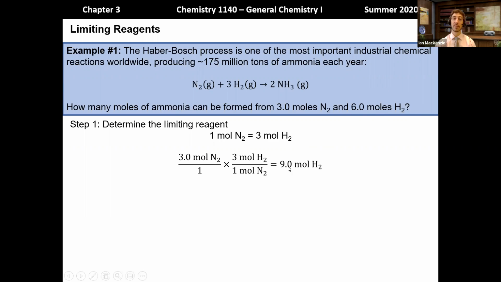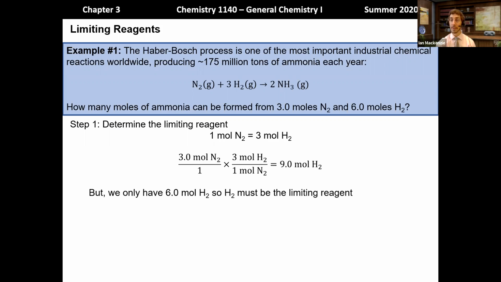If this value is less than what I actually have, then it must mean that hydrogen is an excess reagent because I have more than what I actually need. And thus it's not the limiting reagent. Nitrogen must be the limiting reagent in that case. Now in this present case, the amount that I need is more than the amount that I actually have. And so hydrogen then must be the limiting reagent.